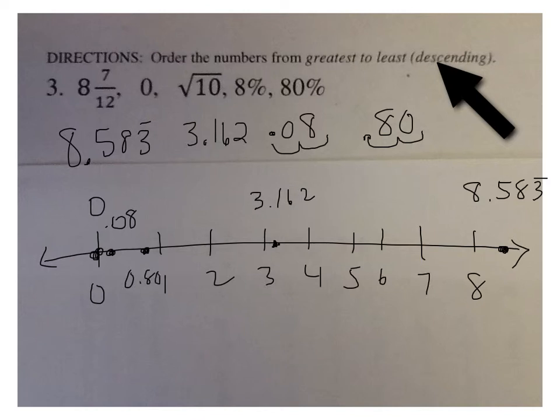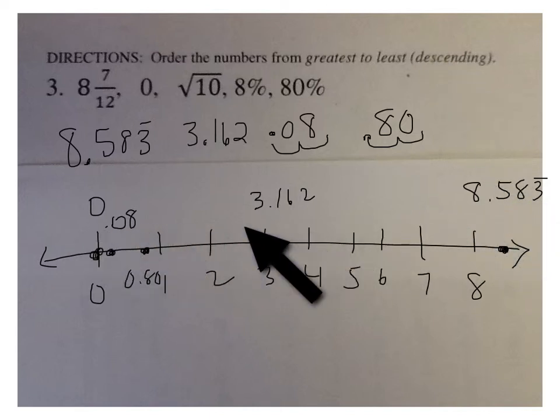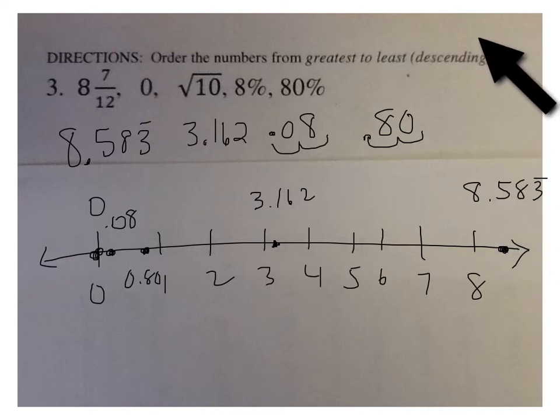Okay. Now remember, I'm supposed to be doing descending. I'm going down the number line. So the first number I need to put is 8.583 in its original form, which is 8 and 7/12. The next number that I come to going down the number line is 3.162, so that's the square root of 10.